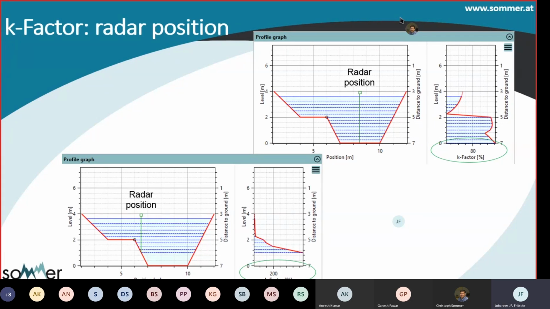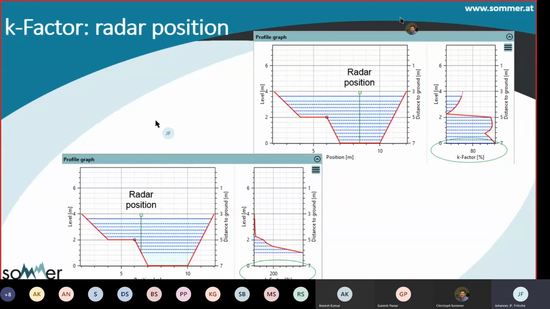We can also see the effect of the radar position on the K factor. So in the example before, we had the radar position at roughly the correct position in the middle of the channel, where the water depth is the highest, and so in this area we expect the highest flow velocities, and we can also see that the K factor is here in the range of 89 to 100%, depending on the water level.